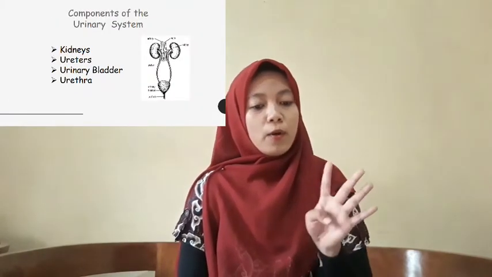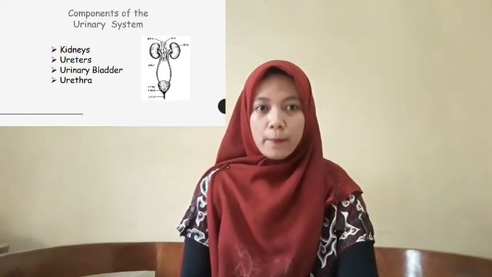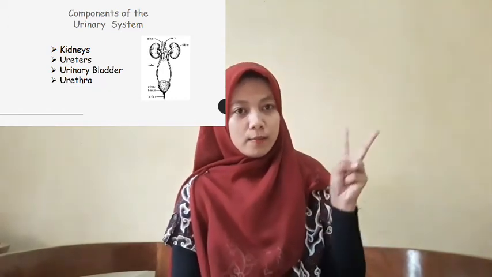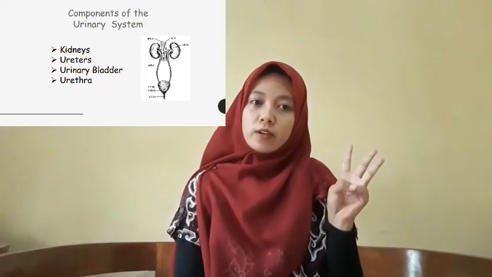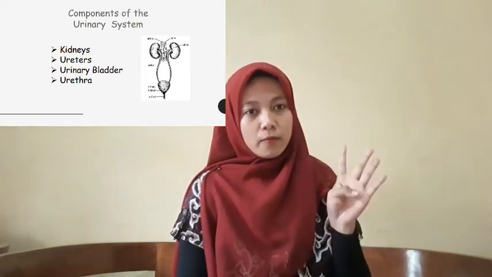There are four components of the urinary system. Number 1, kidneys. Number 2, ureters. Number 3, urinary bladder. And number 4, urethra.